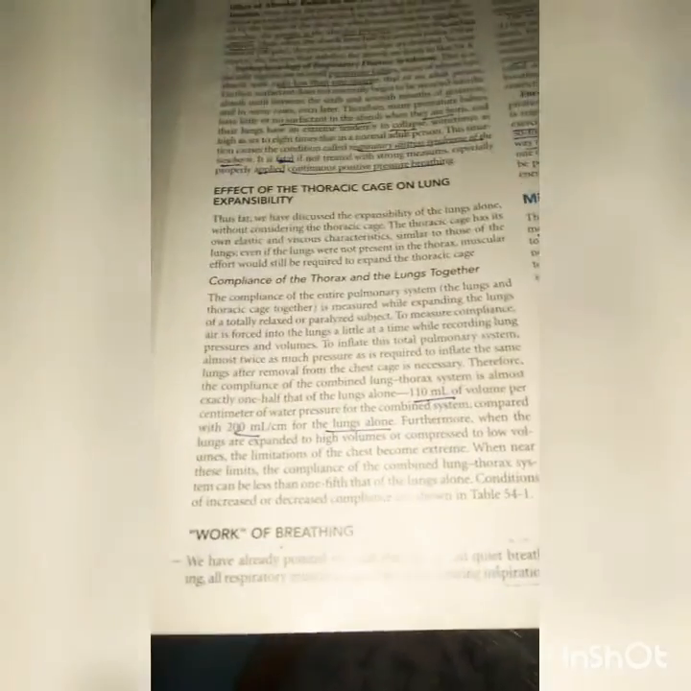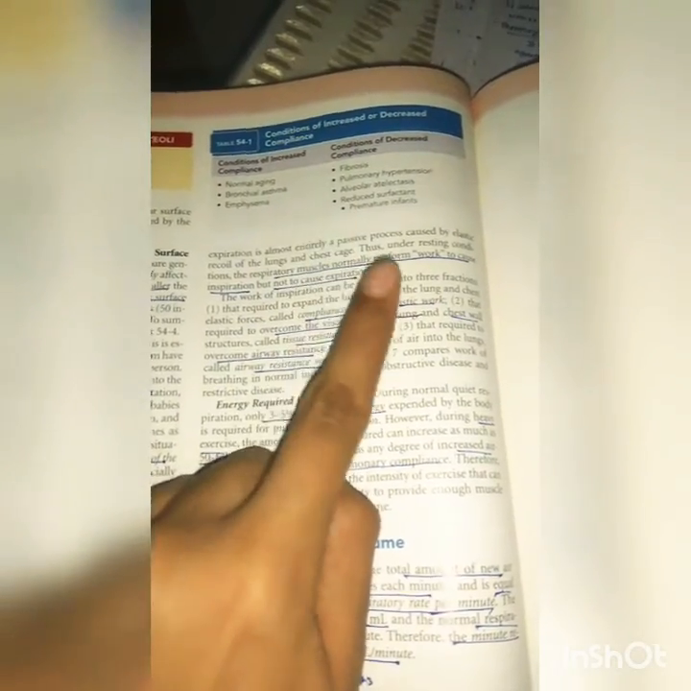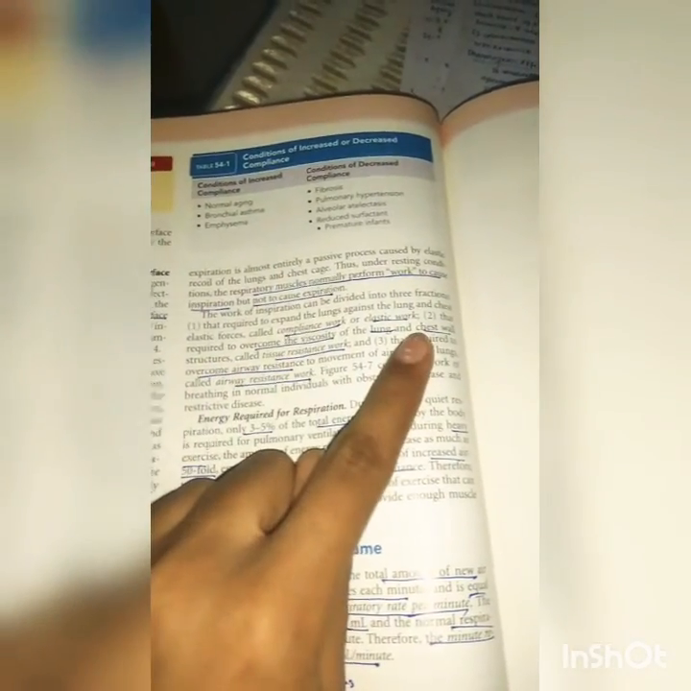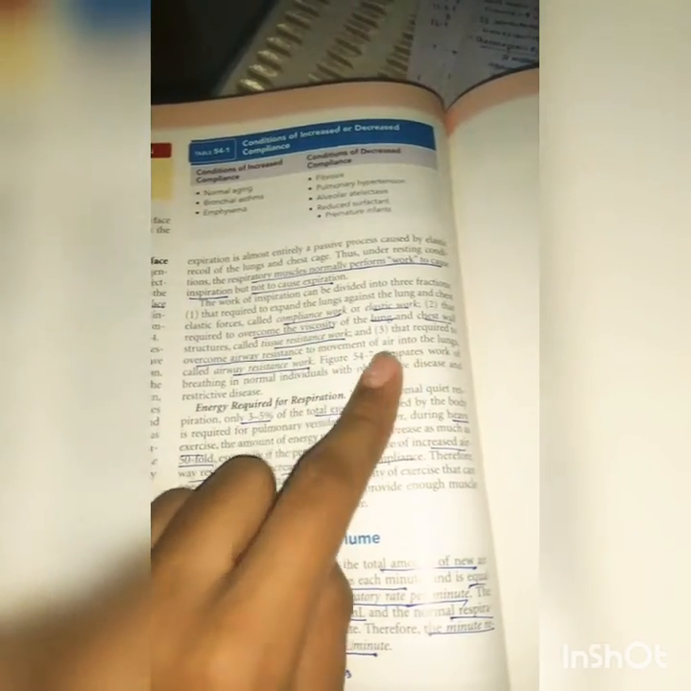So this is all about our mechanics. Only a few topics remain from our textbook. So the work of breathing is remaining. The respiratory muscles normally perform work to cause inspiration but not to cause expiration. So work is done only in inspiration, because expiration is a passive process. The work is of different types: compliance work or elastic work, tissue resistance work to overcome the viscosity of the lung and chest wall, and airway resistance work to overcome airway resistance.